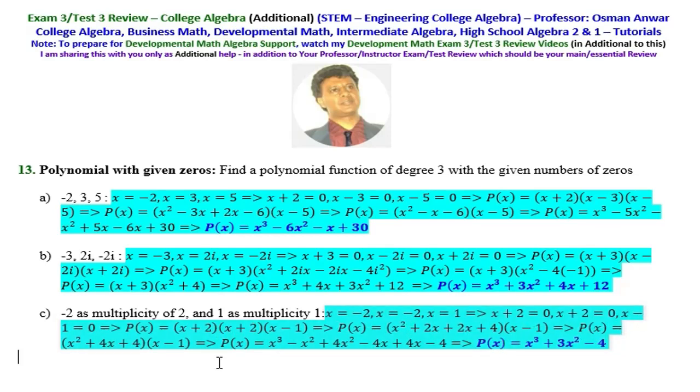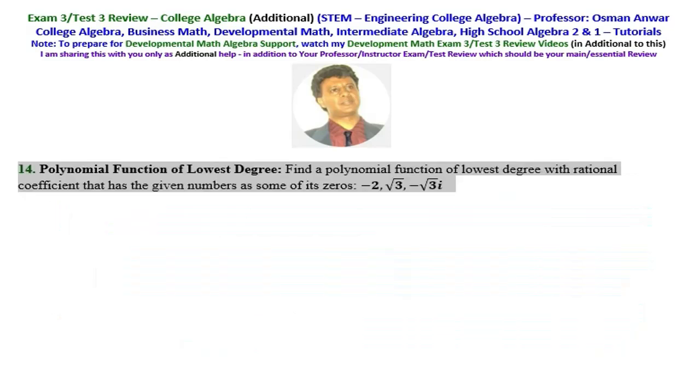That is p of x is x squared plus 4x plus 4 times x minus 1. That is p of x is x cubed minus x squared plus 4x squared minus 4x plus 4x minus 4. That means p of x is x cubed plus 3x squared minus 4x plus 4x, they cancel each other, that is minus 4. That is p of x is equal to x cubed plus 3x squared minus 4.